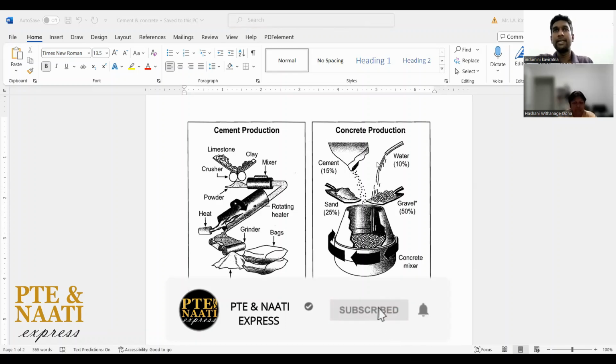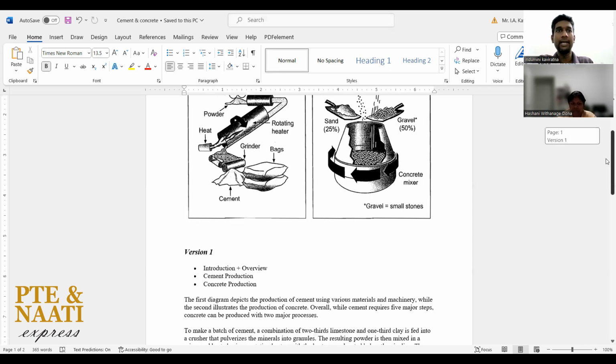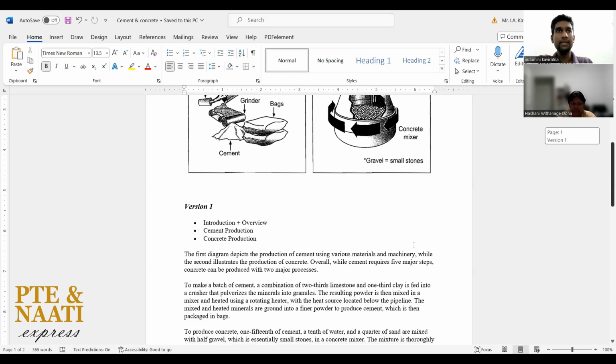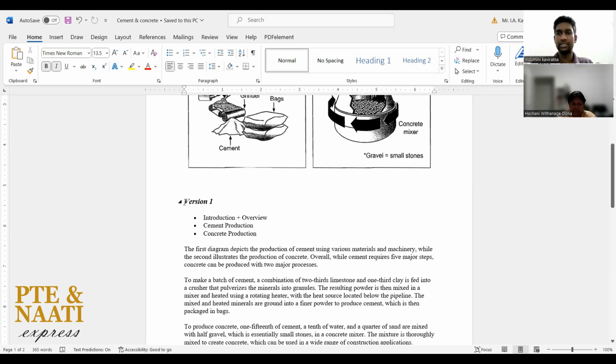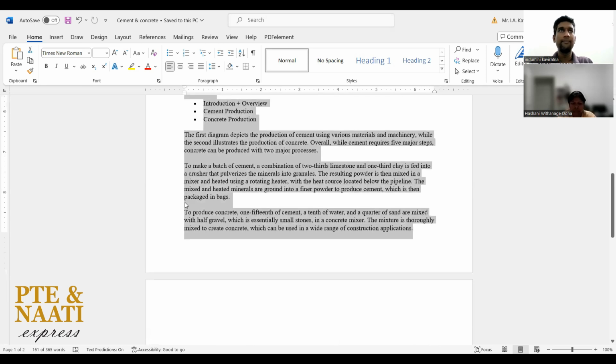Production process we need to keep in mind. We can either go by comparing these two. If not, the best thing is you can describe the first process, the cement production, and after that you can move on to the concrete production in your next paragraph. So for an example, because there can be several versions to this kind of a question.